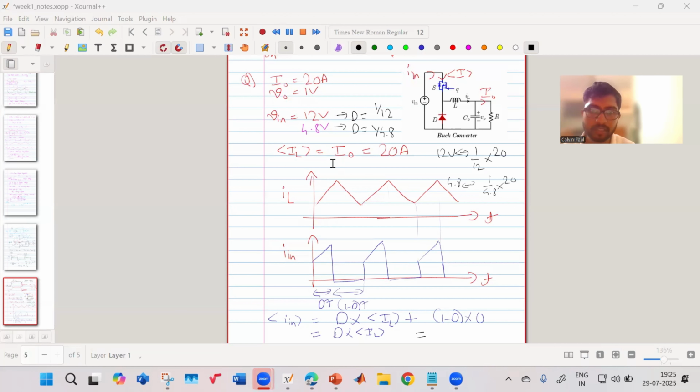Okay. Someone had given answers. Arindam had given 1.67 ampere and 4.167 ampere, which was correct. And Schumann had given 33.3 and 8.3. Okay, I think he's joining.